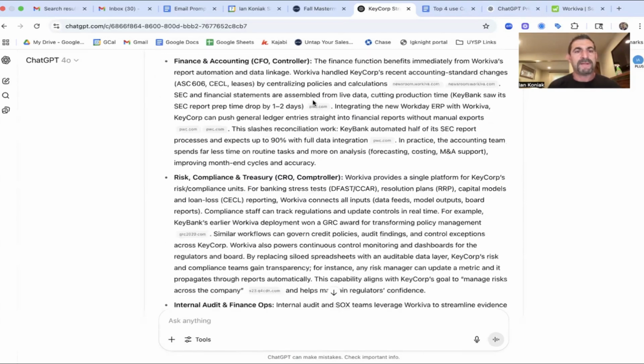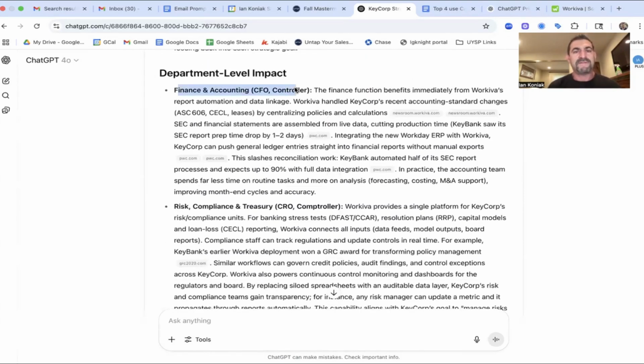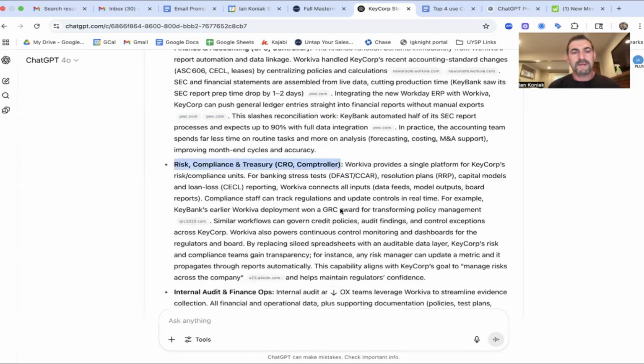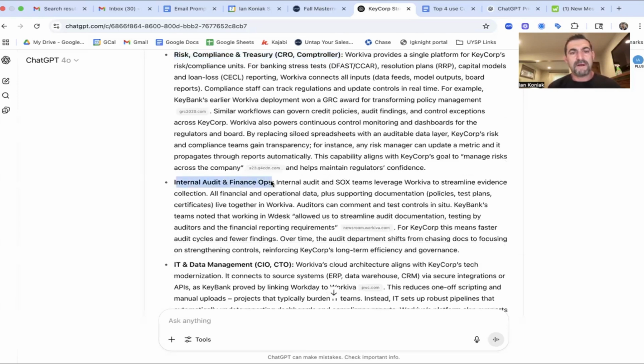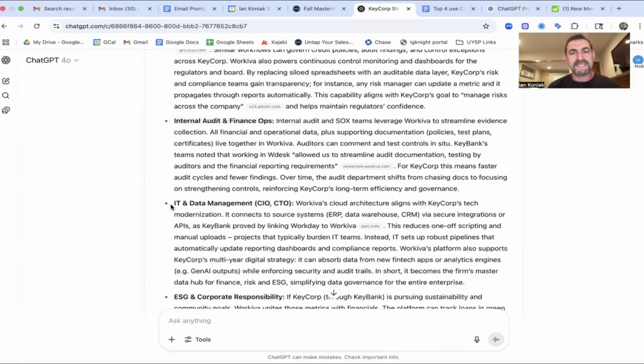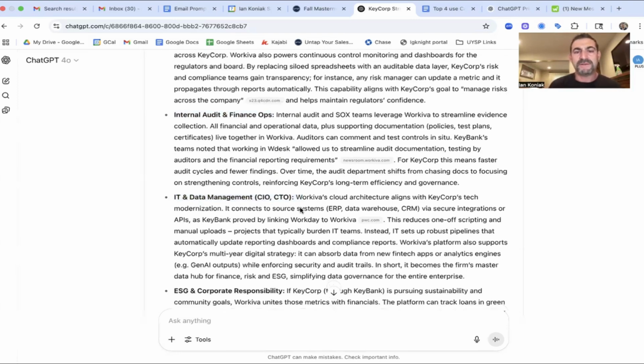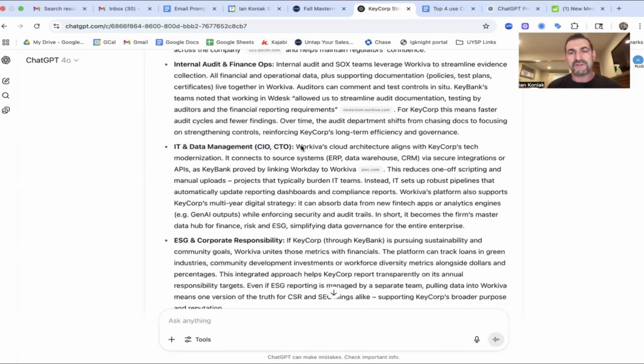Then it goes into department level impact across finance, across risk, across audit, across IT, and it literally maps to each of these initiatives. So for a CIO, the cloud architecture aligns with KeyCorp's tech modernization platform. It connects to ERP. Again, this is so detailed and it's so relevant.